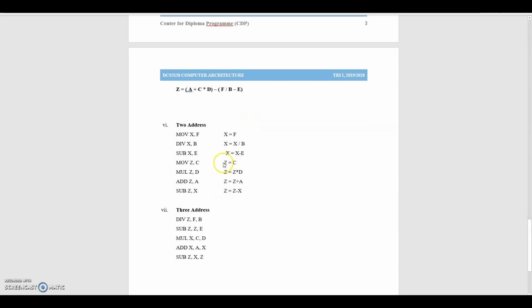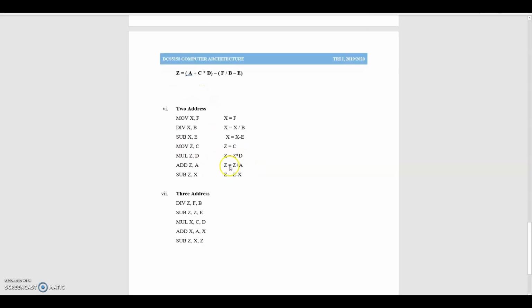Next we will continue with Z. Z is now equal to... we will load C, and we put C in Z. And then in Z now we have C, so C times D, and then we add Z and A into A. Z right now has C times D, so C times D plus A. And then lastly, we subtract all of this, because this is Z, this is X, and then we keep it in Z. So Z in Z minus X. Then we have our whole expression.